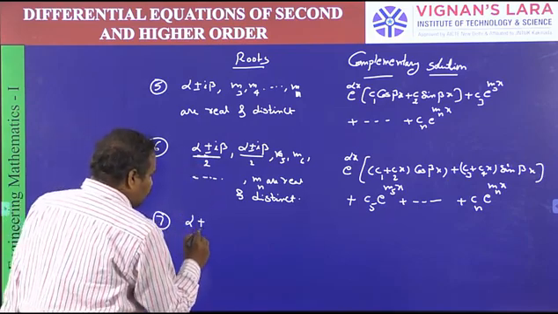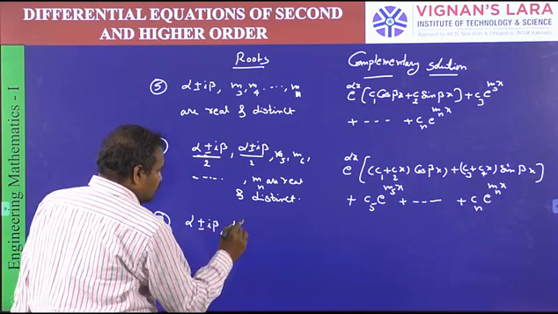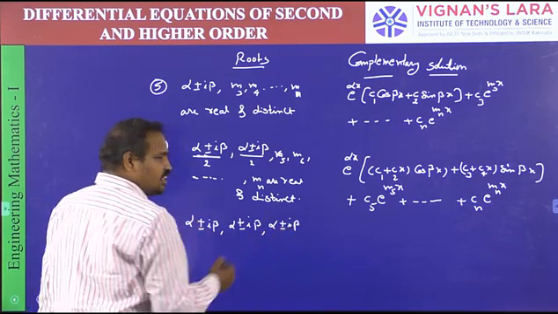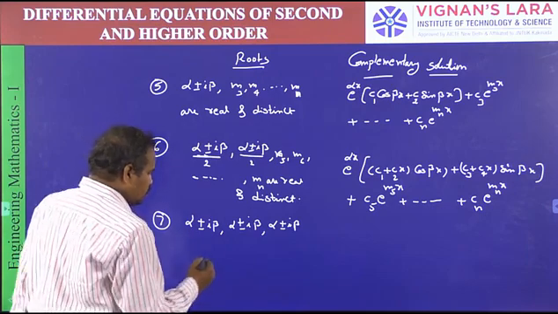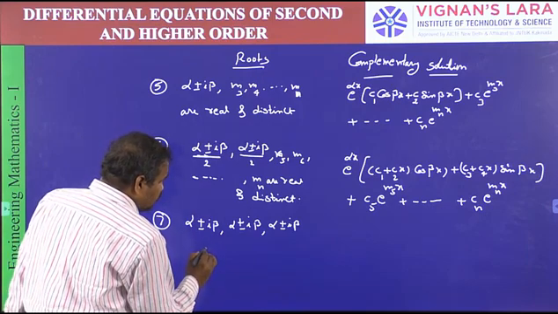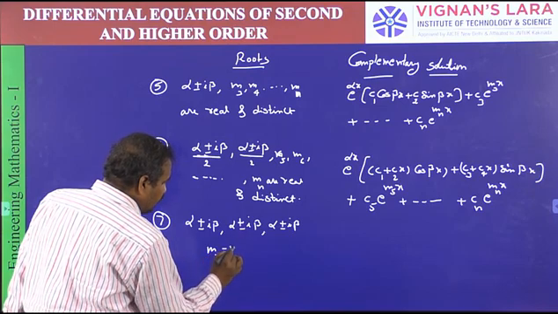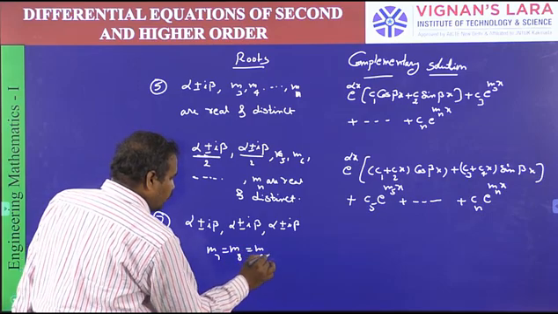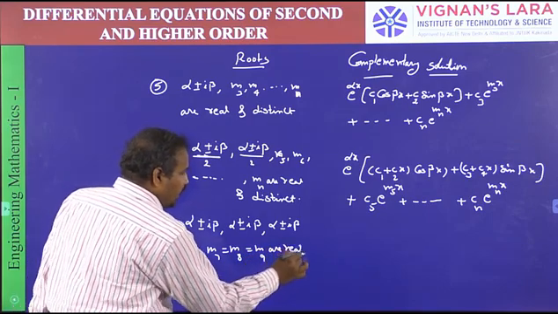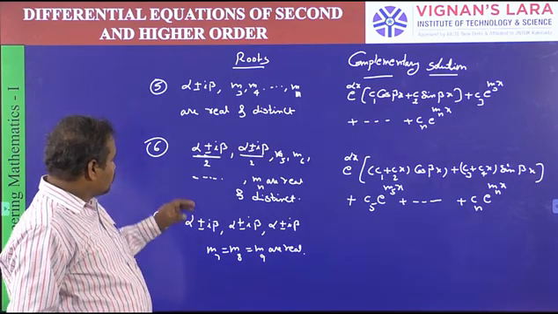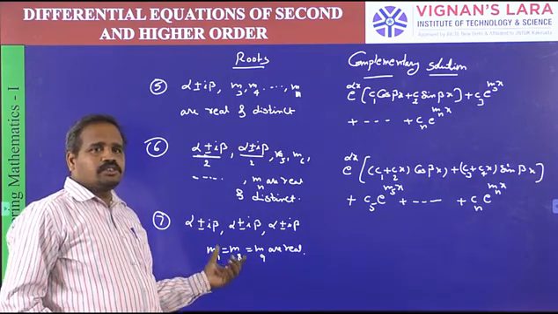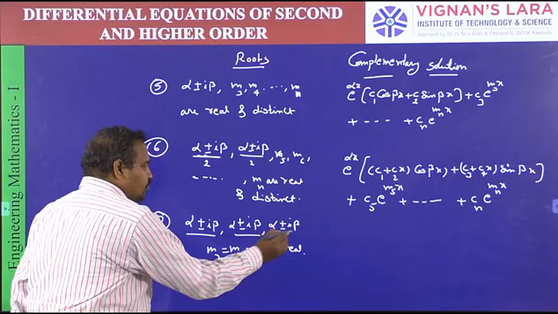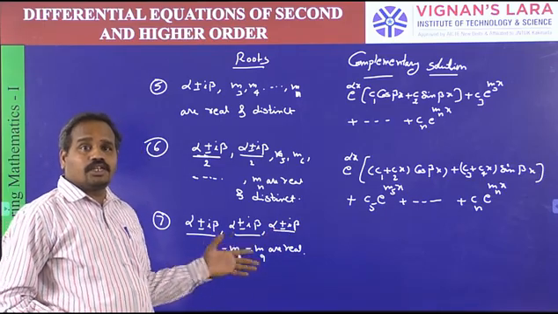The last case here I am mentioning: complex roots are alpha plus or minus i beta, alpha plus or minus i beta, alpha plus or minus i beta. How many sets are equal? Three sets are equal. Next, six roots over, m7 is equal to m8 is equal to m9, real. So I have one equation, that equation having nine roots, that means a ninth order differential equation. So first the complex roots, three sets of complex roots are equal.